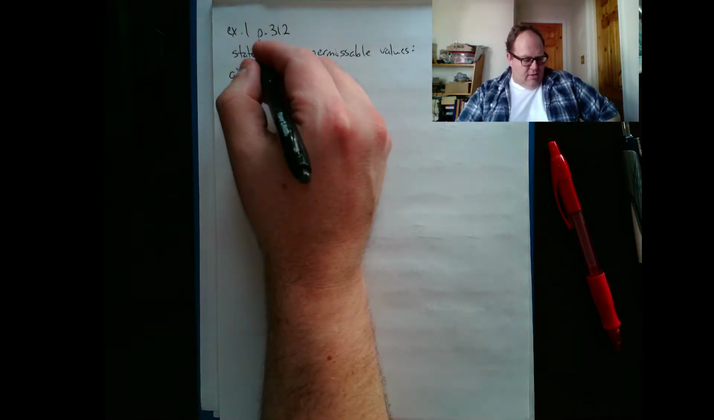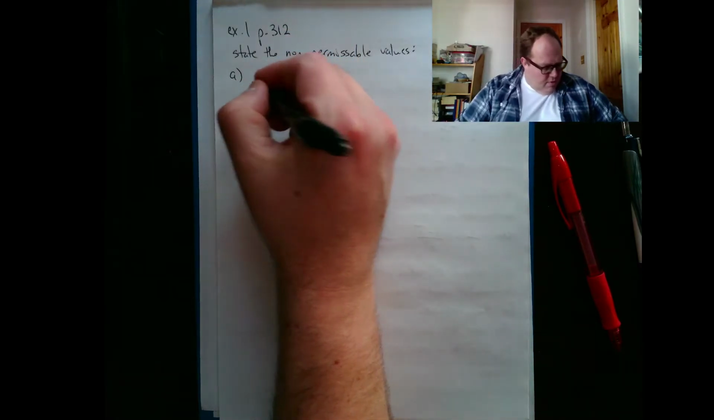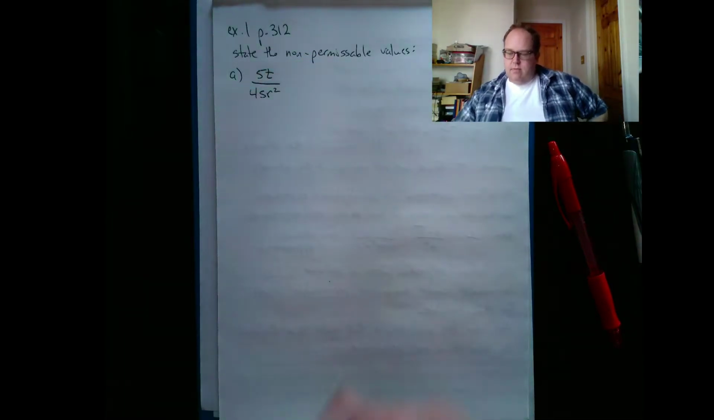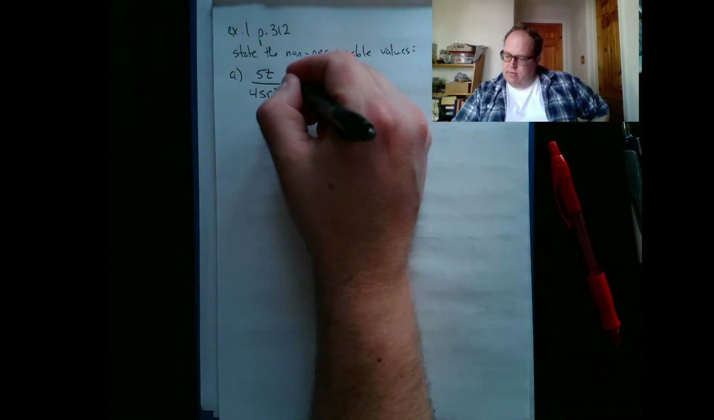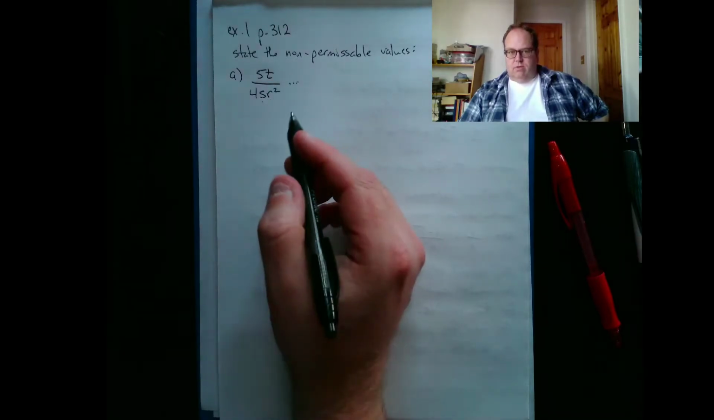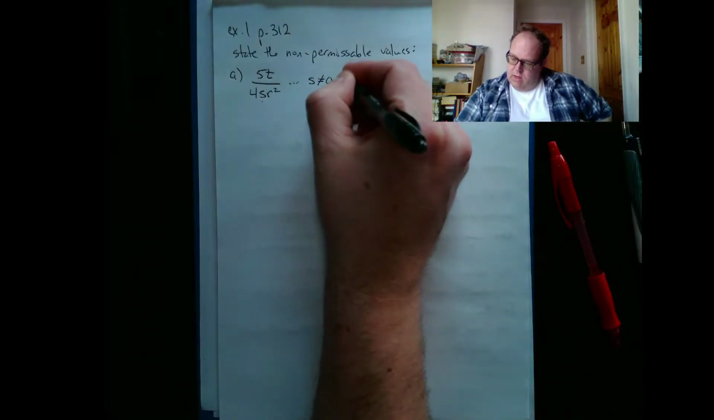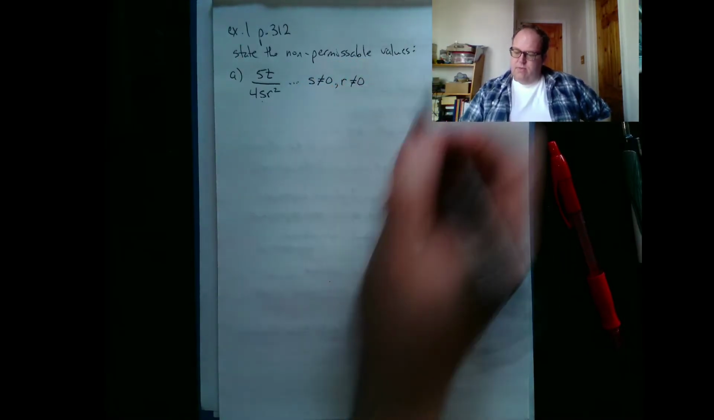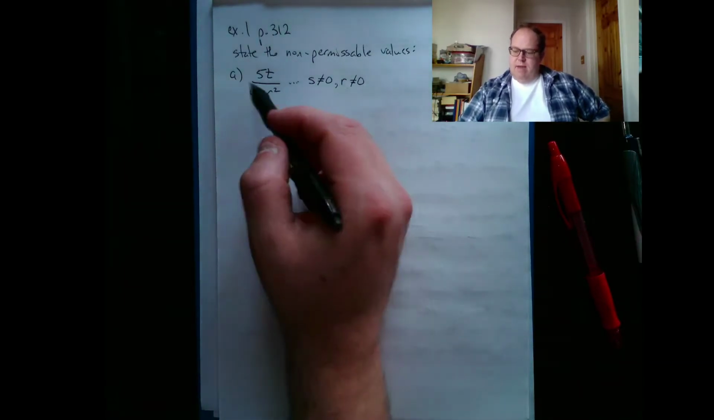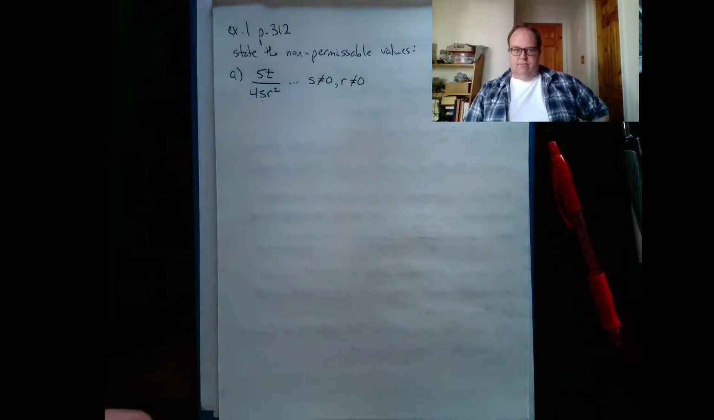In A, the rational expression we're given is 5t divided by 4SR squared. Now, what leads to division by 0? If S equals 0 or R equals 0. Well, that means that S can't equal 0 and R can't equal 0. Those are the non-permissible values for this expression. Mathematically, this expression can only work if S and R don't equal 0.